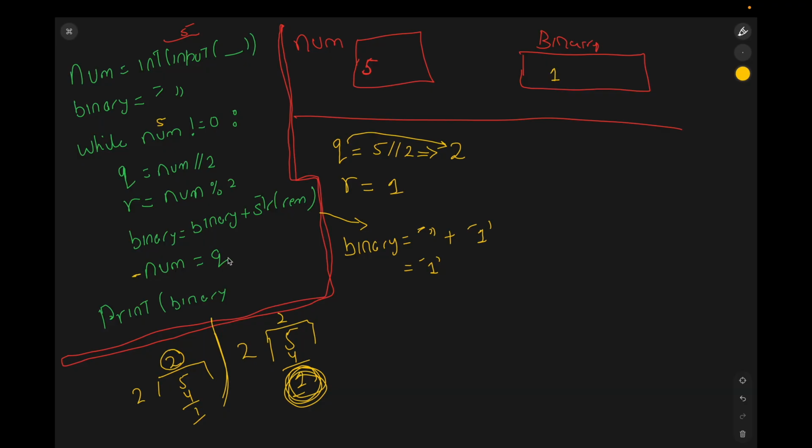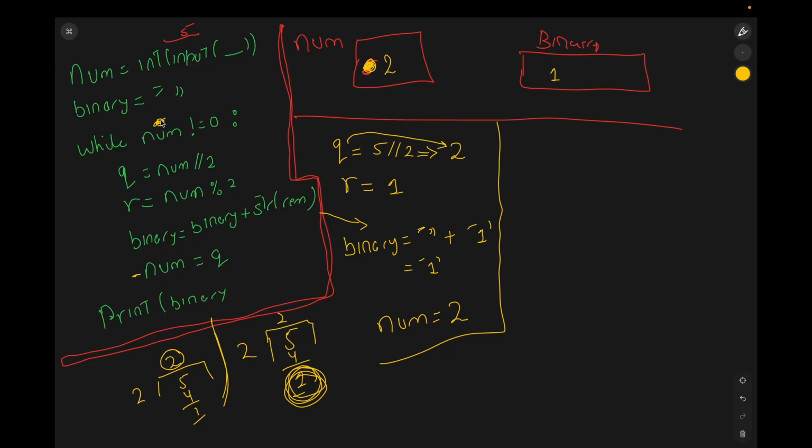Then here what we are doing is num equal to Q. That means this num is now equal to Q. What is my Q? My Q is 2, right? Now inside num you have 2. That means you will update here. You are not having 5 now, you are having 2. Got it? So from here we go back to this while loop.